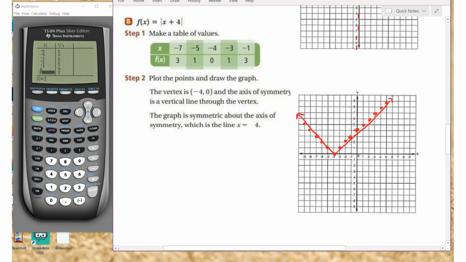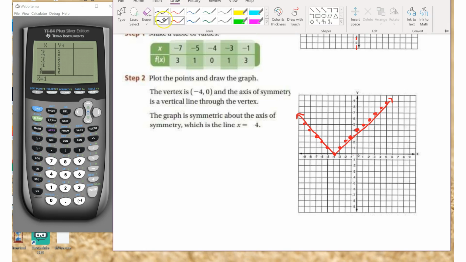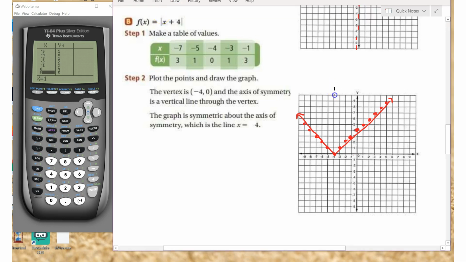If we're looking for the line of symmetry, we need to know where it breaks this in half into 2 different equal pieces. Here is our line of symmetry, which goes right through the vertex. The vertex is negative 4, 0. It's also the x-intercept. The y-intercept is 0, 4. And this is x equals negative 4. This is the axis of symmetry.